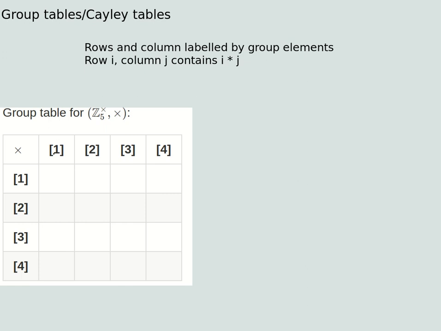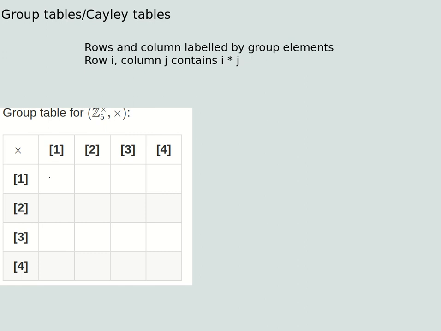So here's our Cayley table. You can see the rows and columns are labelled by the elements of this group. You can see I really have omitted the subscript 5 on these because I was feeling lazy. And in the entries in the table, we have to put the products in this group.